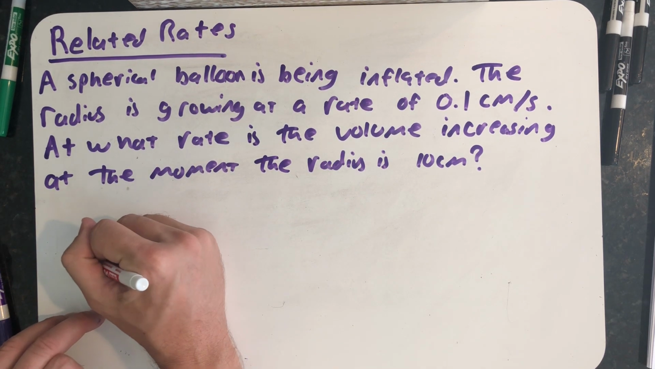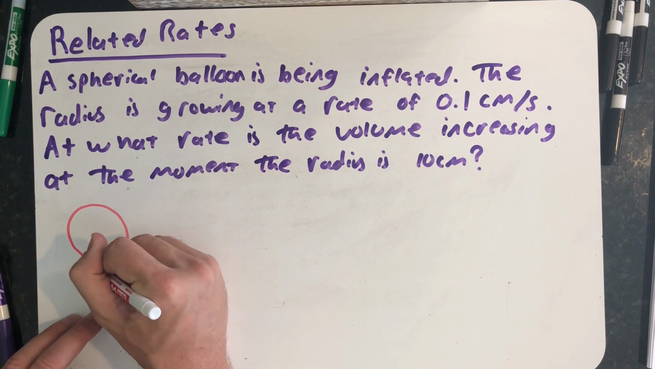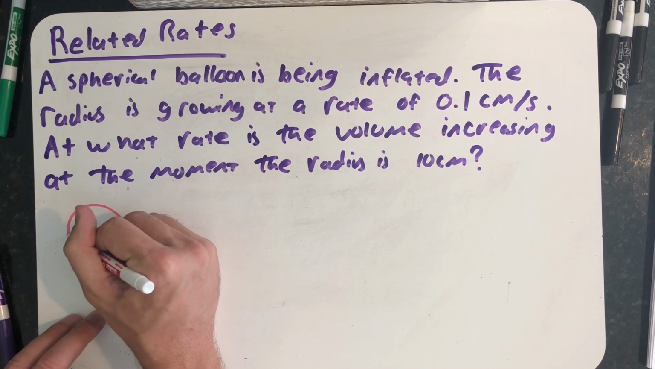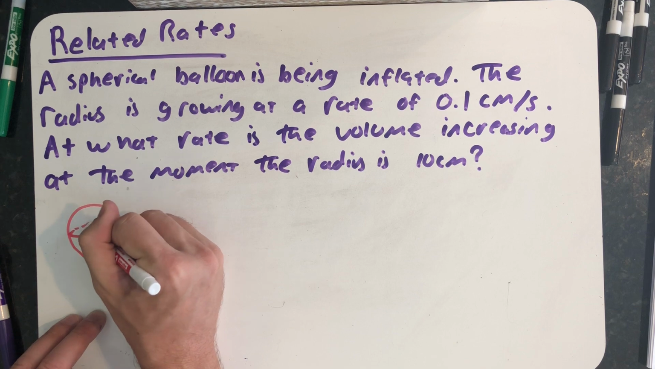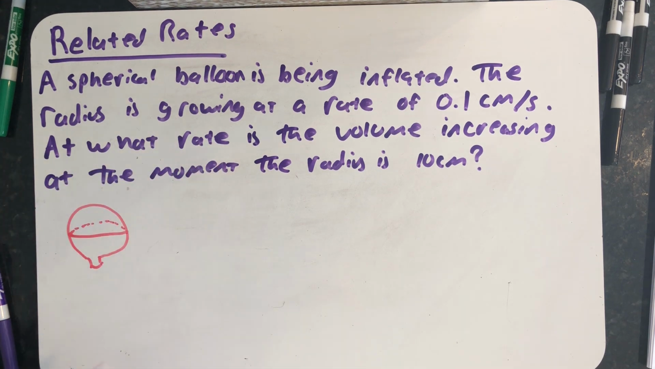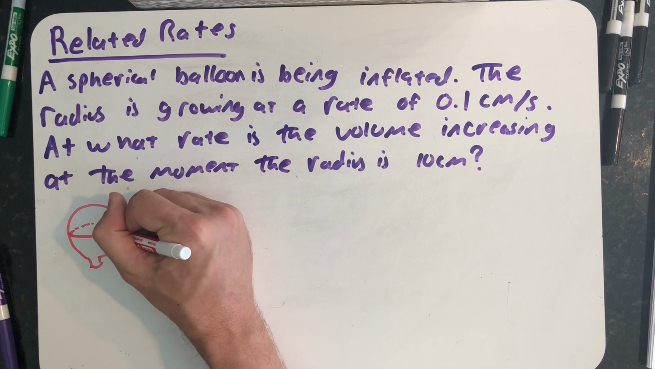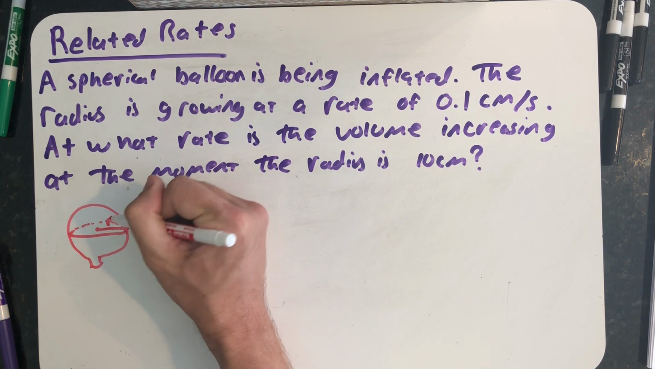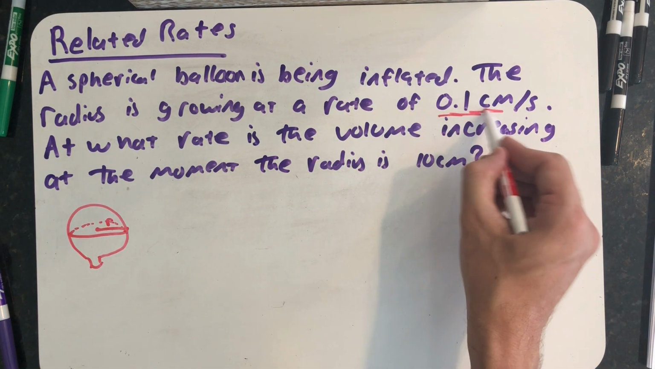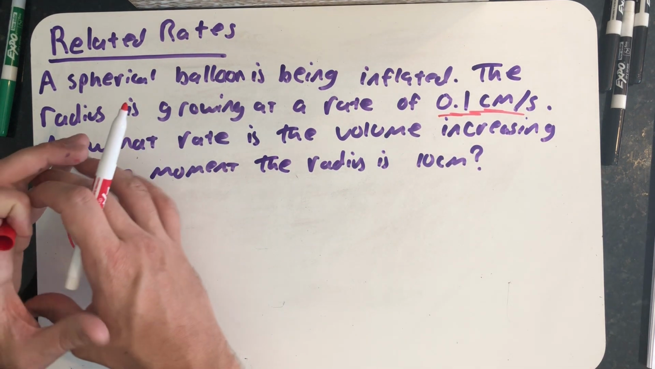So I have a spherical balloon, which is probably just a nice assumption we're making to make the problem easier. Most balloons aren't perfect spheres, but this one is, and we'll pretend that's a spherical balloon. I'm going to call the radius r. And what I realize right away is the radius is growing at a rate of 0.1 centimeters per second, so this balloon is changing size.